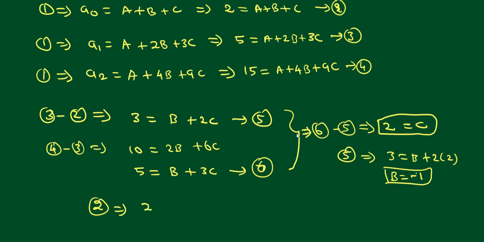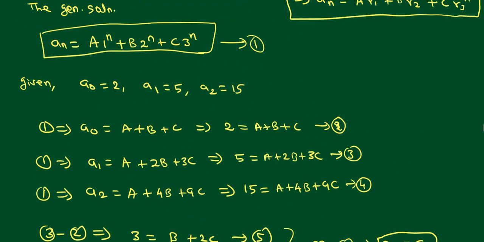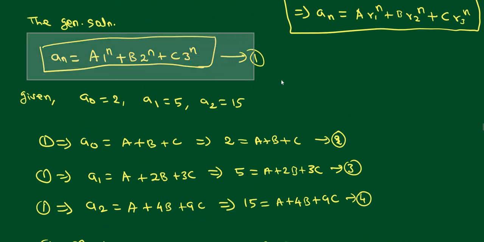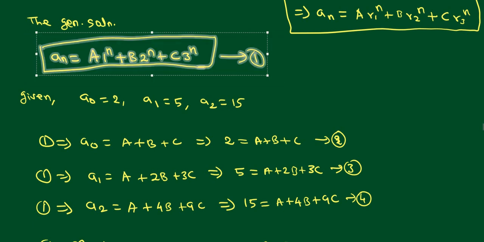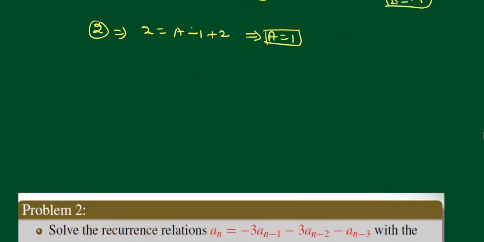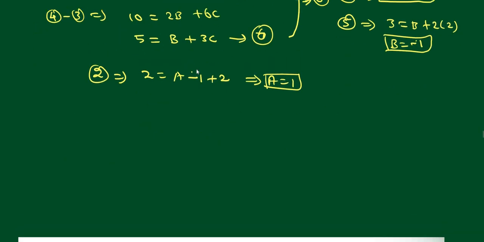So you have 2 is equal to A plus B, that is minus 1, and plus C, that is 2. If you are simplifying this, you are getting A is equal to 1. That's all, student. You got the solution now. I will substitute the A, B, C values in the general solution. This is the general solution, and in this general solution I want to substitute now. A into 1 power n and B into 2 power n plus C into 3 power n is there. So therefore you are getting a general solution looking like that.